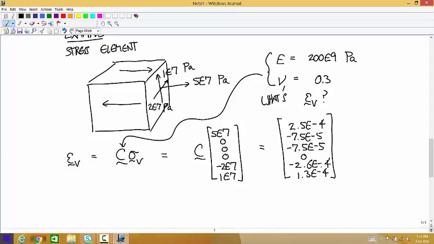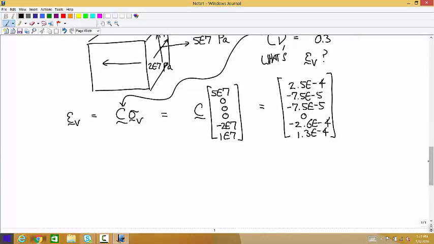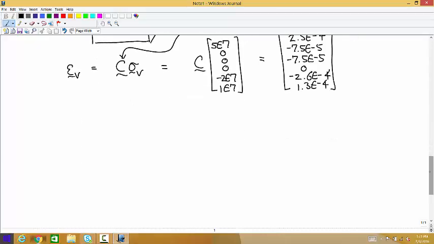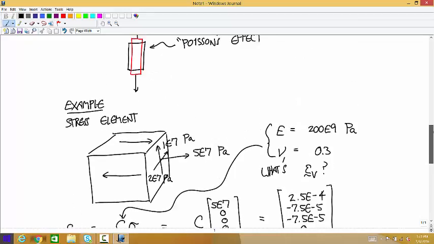This is unitless? The strain is unitless, yep. And Poisson's ratio is unitless too. Okay, so the next question is, yes? What is C again? That's the compliance matrix. That's this.